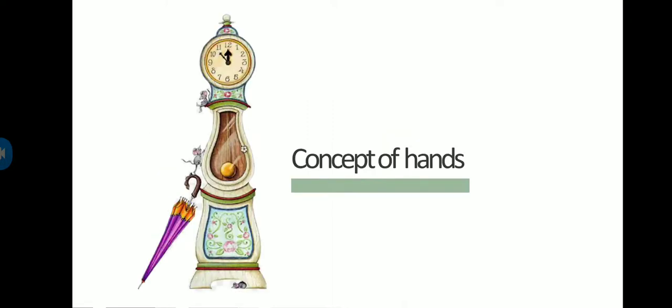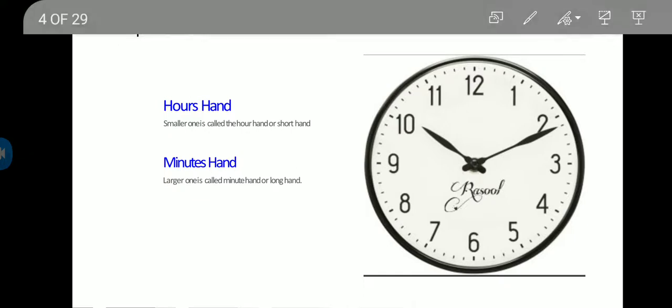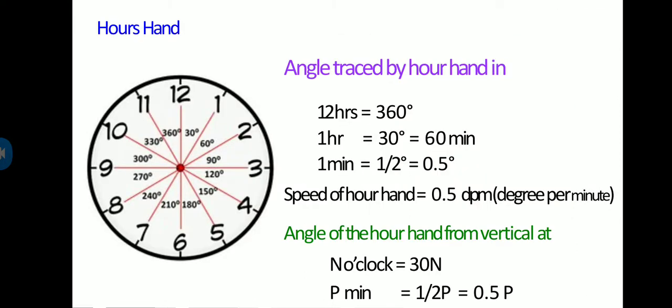So coming to the concept of hands. As you see here, concept of hands. Here you can see a clock. A clock consists of 12 hours. 1 hour consists of 60 minutes. The hour hand is the smaller one, which you can see here, and the larger one, the longest one, is called the minute hand or long hand. So the minute hand is also called the long hand, and the hour hand is also called the short hand. Alright, we'll go to the next page.